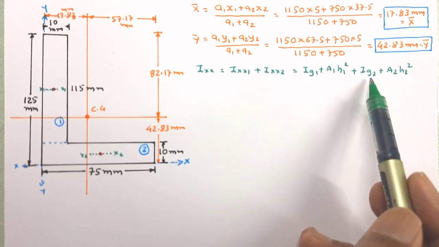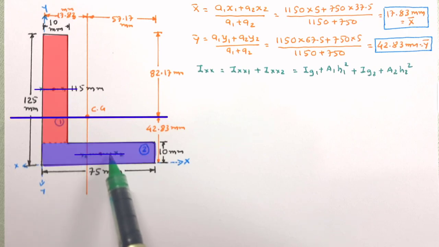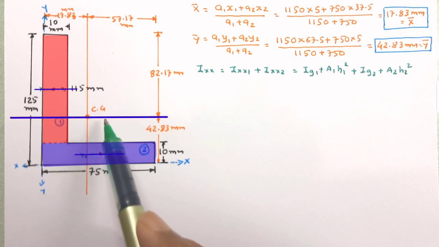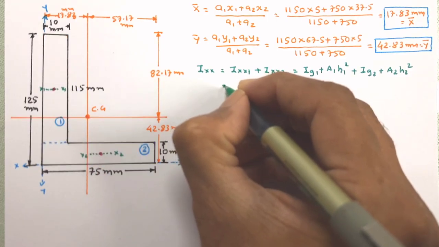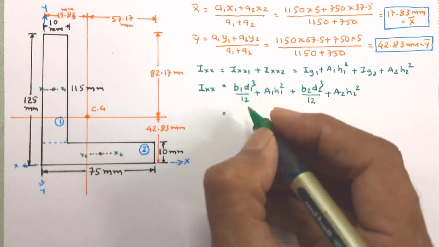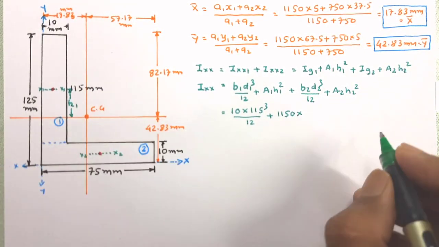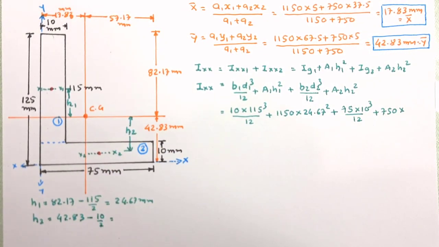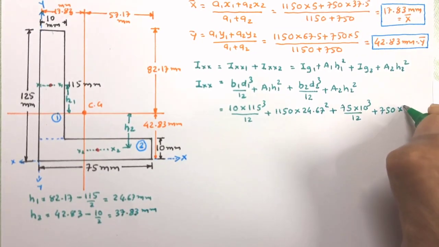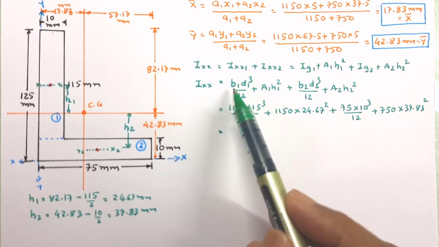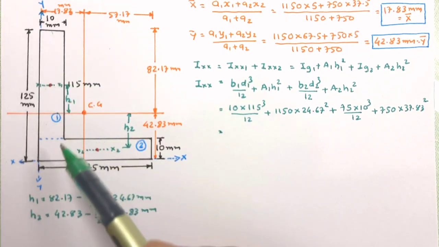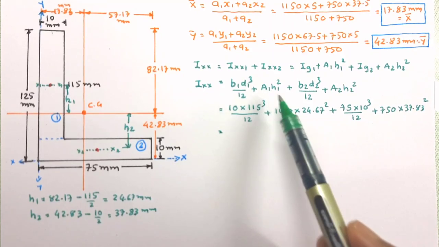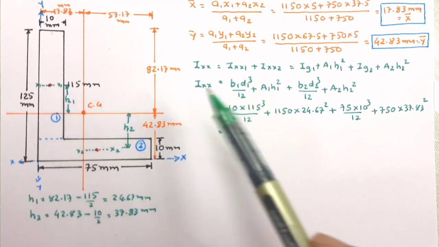Same way, IG2, that is the moment of inertia of the second figure about its own centroidal axis, and through this term it will be transferred here. Let us continue. So the value of B for the first figure is 10, and D is 115 mm, and the values of A1 and H1 have been kept.